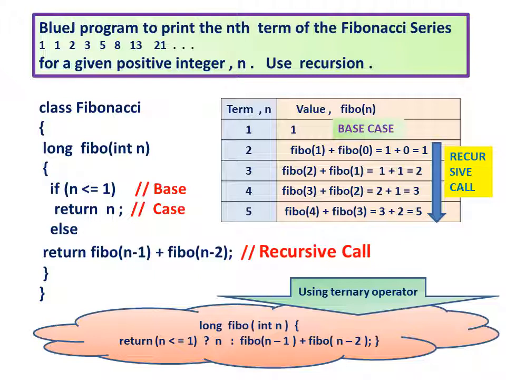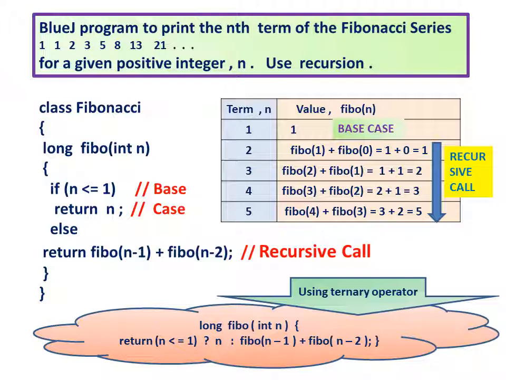When n is equal to 1, the value of the term is 1 by base case. When n is 2, the value of the term by recursive call is Fibo 1 + Fibo 0, which comes to 1 + 0 = 1. When n is 3, the value of the term by recursive call is Fibo 2 + Fibo 1, which comes to 2. When n is 4, the value of the term by recursive call is Fibo 3 + Fibo 2, which comes to 3. When n is 5, the value of the term by recursive call is Fibo 4 + Fibo 3, which comes to 5.